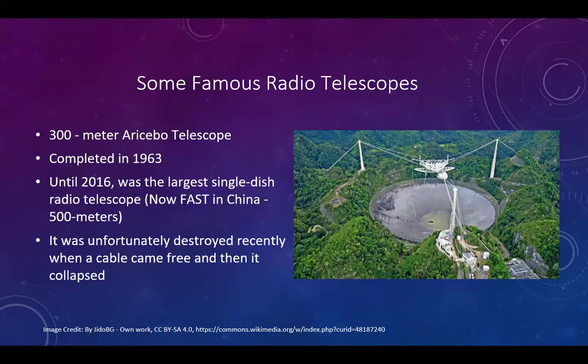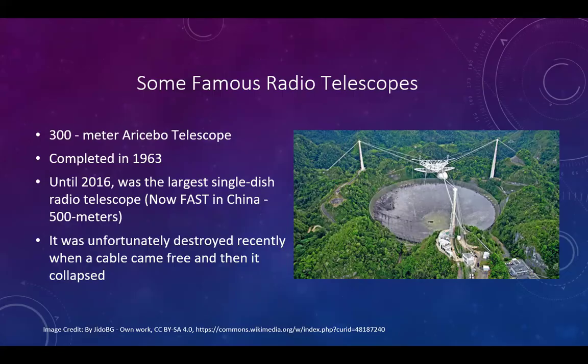This was the biggest radio telescope made in the US. It was the biggest in the world for a while, up until 2016. And it was the biggest telescope that could do radar. This is the 300-meter Arecibo telescope. If you watched GoldenEye, it showed up in GoldenEye, I believe. It's in Puerto Rico.